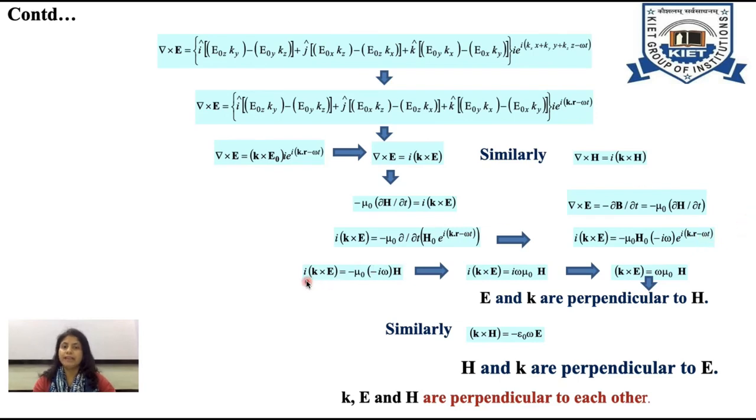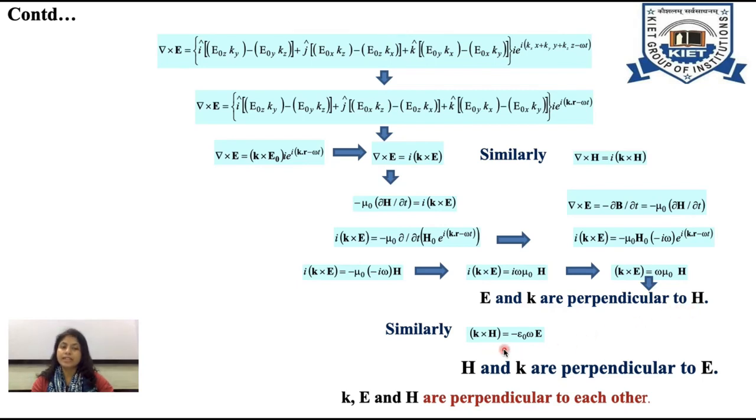Then we have i k cross E is equal to minus mu naught times minus i omega H, which implies i k cross E is equal to i omega mu naught H. Then we have k cross E is equal to omega mu naught H. This equation shows that E and k are perpendicular to vector H, because we know that when the cross product of two vectors is equal to a third vector, then both vectors are perpendicular to the third vector.